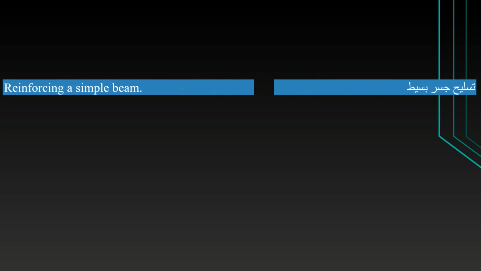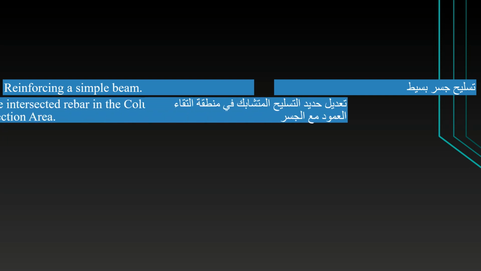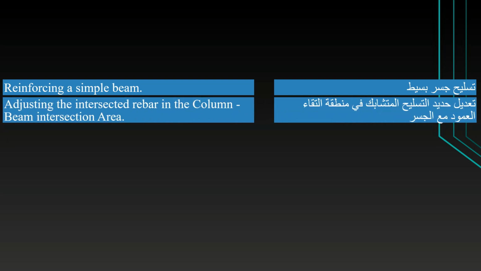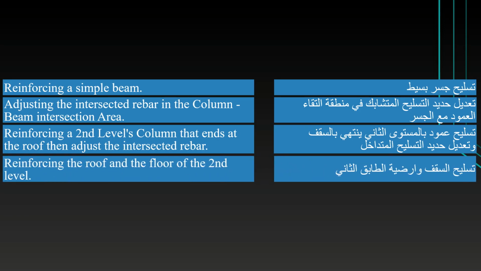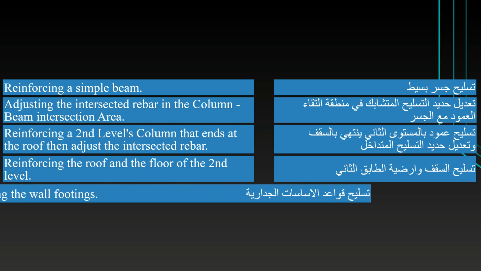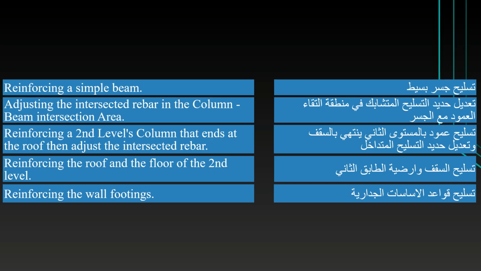In this video you will learn reinforcing a simple beam, adjusting the intersected rebar in the column beam intersection area, reinforcing a second level's column that ends at the roof, then adjusting the intersected rebar. After that we will reinforce the roof and the floor of the second level, and finally we will reinforce wall footings. Use the timestamps in the description box to go directly to the paragraphs if you wish so.